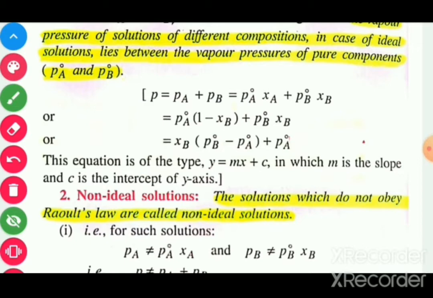So if we solve, we will get the common XB. So the total pressure of solution P will be equal to XB in bracket P naught B minus P naught A, plus P naught A. This equation is of the type y is equal to mx plus c, in which m is the slope and c is the intercept on the y-axis.